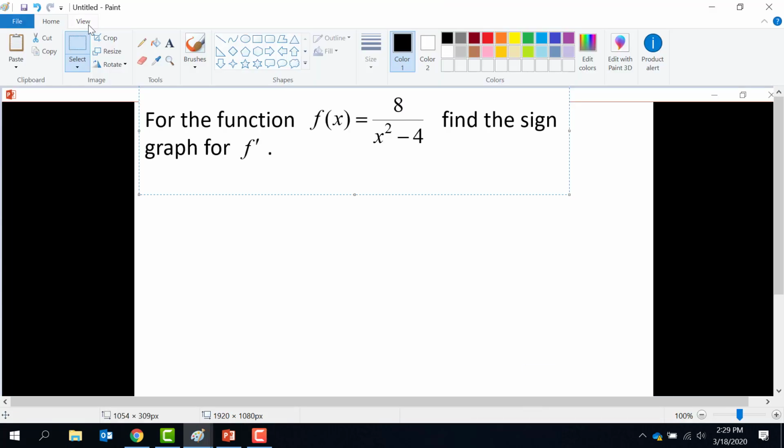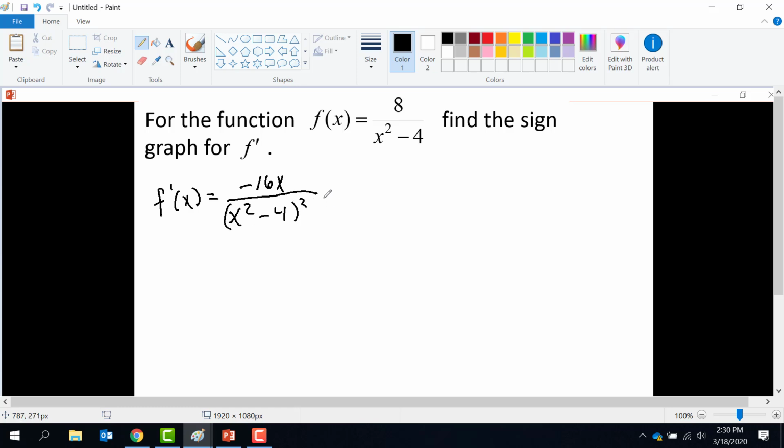Okay, so to look for the sign chart for f prime, first thing we have to do is figure out f prime. This is a quotient, so we should use the quotient rule, and then f prime of x will simply be the derivative of the top, 0, times the bottom left alone, which is still 0, minus, leave the top alone, 8, times the derivative of the bottom. But the derivative of the bottom is 2x, so you get minus 16x, all divided by (x squared minus 4) squared.